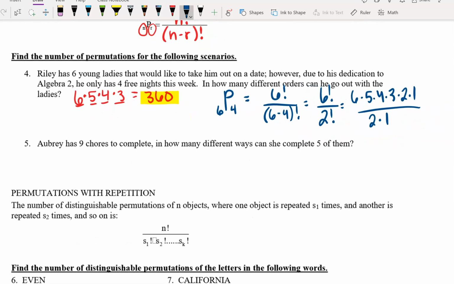Well, what happens here is the 2 and the 1 cancel, and we're left with just 6 times 5 times 4 times 3, which is exactly what we had in the beginning. So if you forget how to do this, you can use the formula, but it works the same way as our other option.